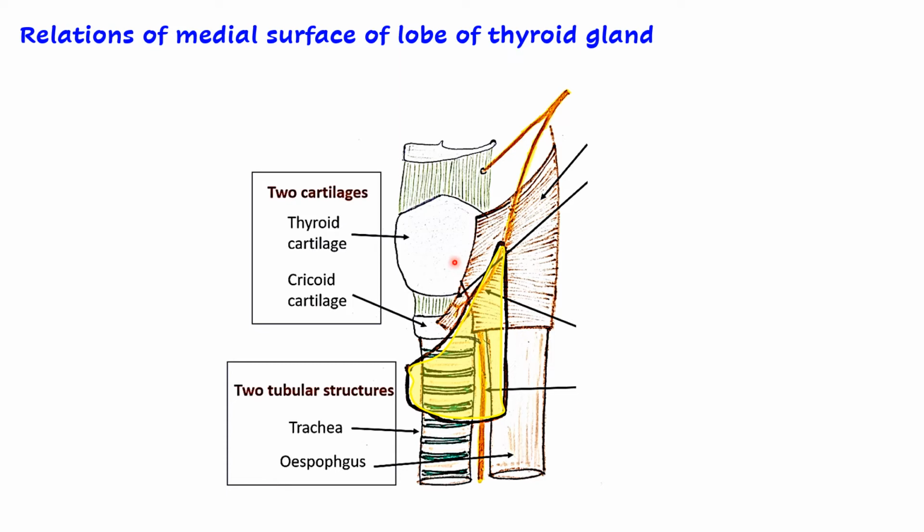So these two laryngeal cartilages, thyroid and cricoid. These are the two cartilages you can have here, right? So that way it is easy to remember. The big cartilages of the larynx, that is thyroid and cricoid.